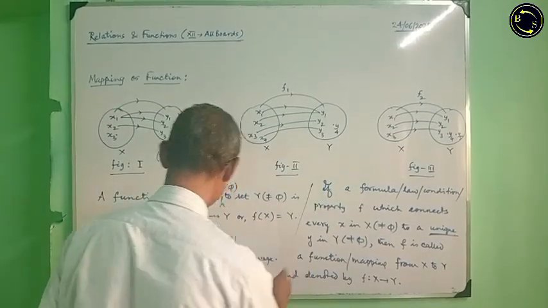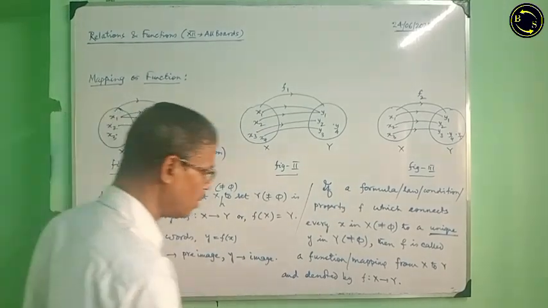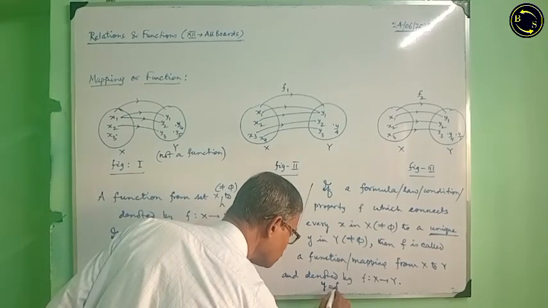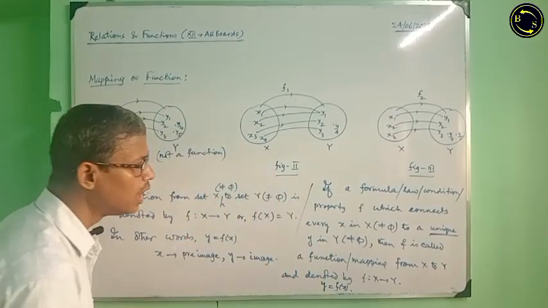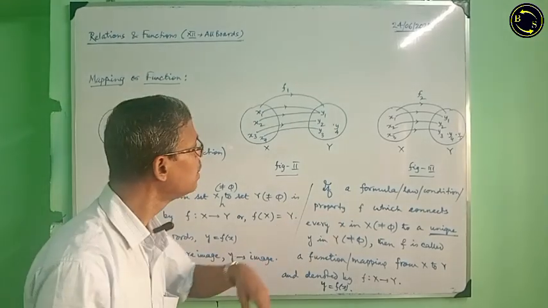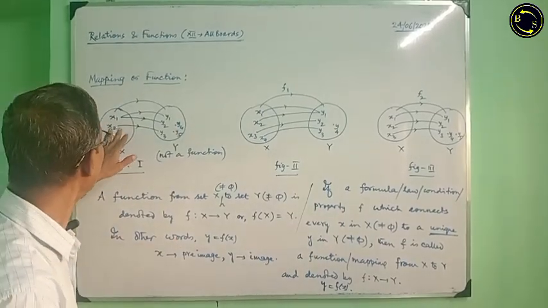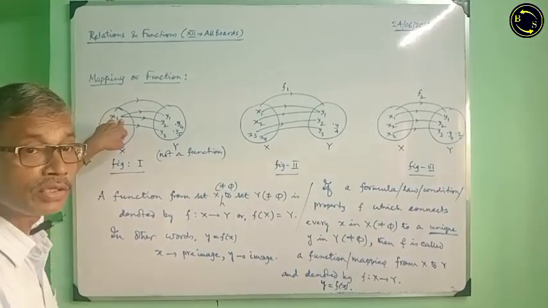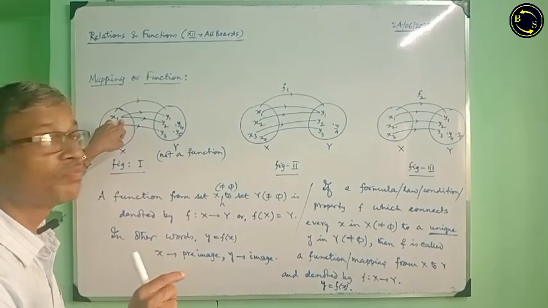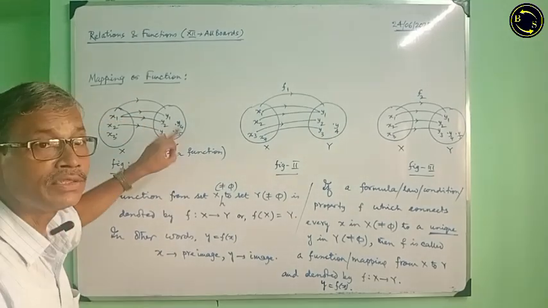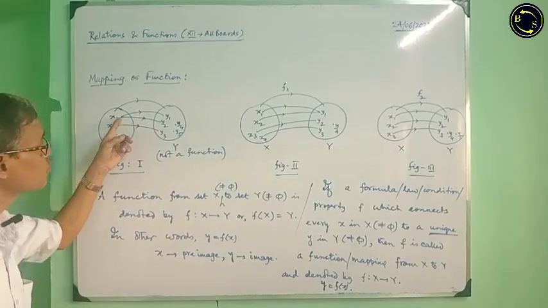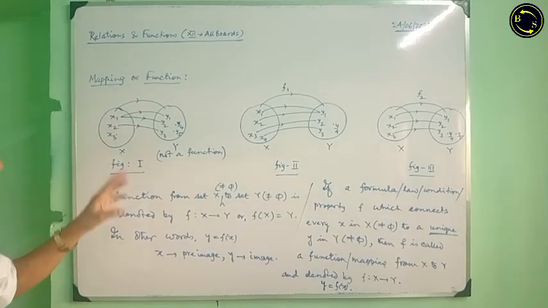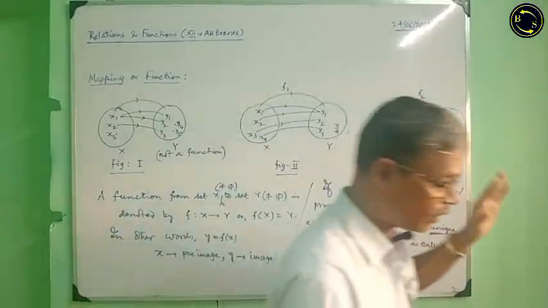When y is the image of x, we express that by writing y equal to f(x). Already I have written. And uniqueness is clear: x1, that is a member, is not associated to more than one y in set Y. In this case, x1 is associated to two y's of Y. Therefore, this is not the case of a function. These two are cases of functions.